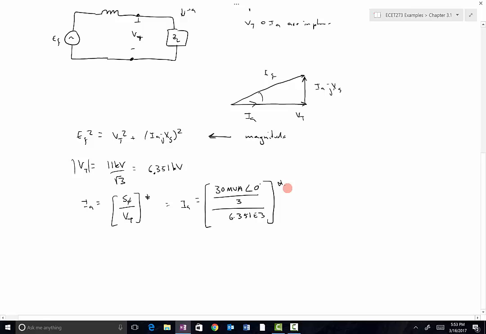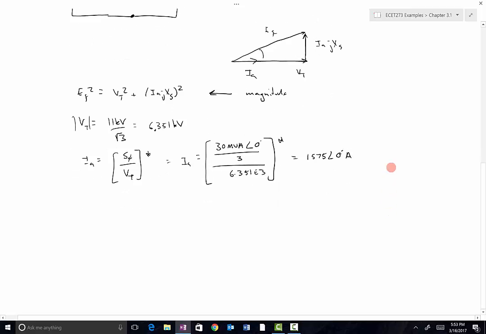Throw that in your calculator, take the complex conjugate of it, and you're going to get a current of 157.5 at angle 0 degrees amps as the armature current. As you should. Current should have an angle of 0 degrees since the power factor is 1. So good way to check.